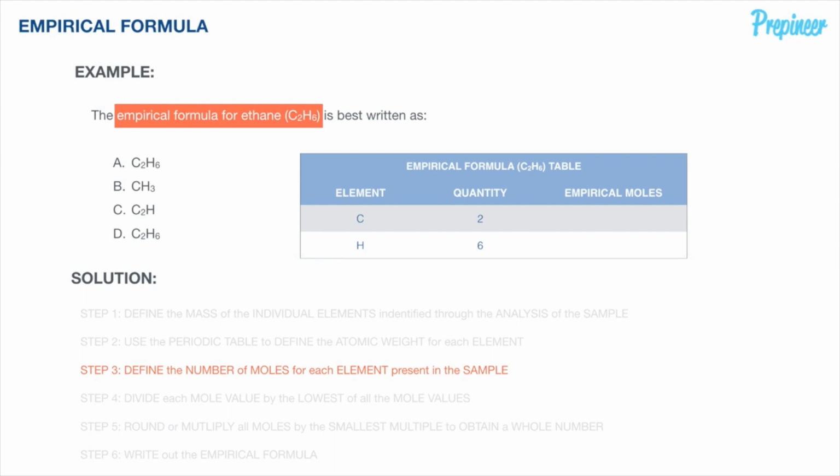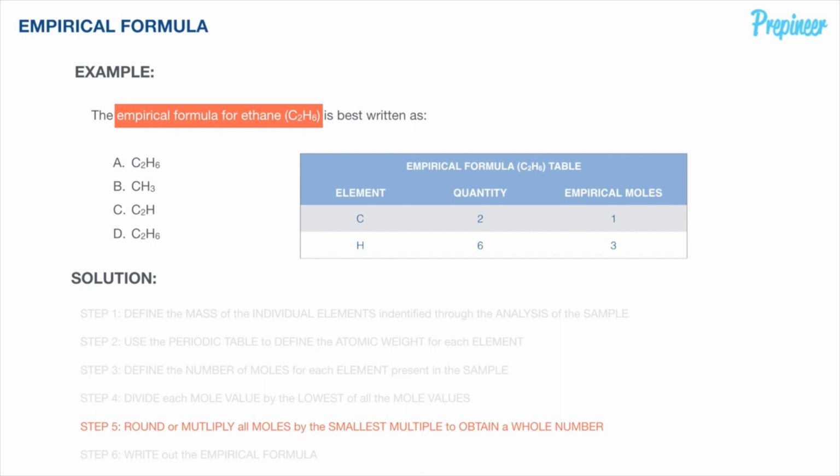We can now move to step number 4, where we divide each mole value by the lowest of all the mole values. So here our lowest mole value is for the carbon, that's 2. So we divide each by 2, so 2 divided by 2 is 1, and 6 divided by 2 is 3. So now we can either round our results or multiply that result and all the moles by the smallest multiple to obtain a whole value. In this case, once again, we have whole numbers.